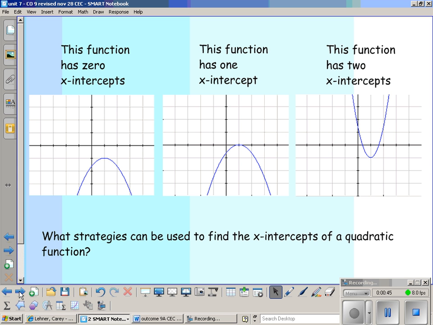So as you can see, maybe it opens down and starts below the graph, or it could open up and start above. One intercept is when the vertex is on the x-axis, whether it's opening up or down. And two is when it actually starts below the x-axis and opens up, or the other way. So 0 x-intercepts, 1 x-intercept, or 2 x-intercepts.